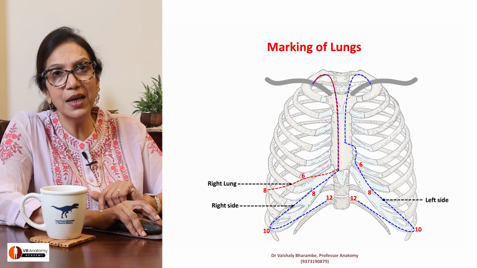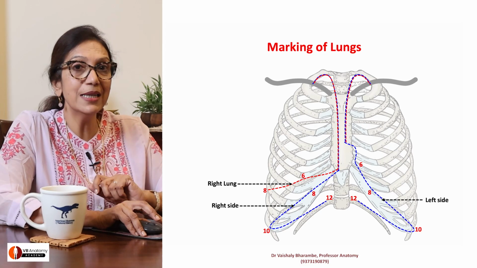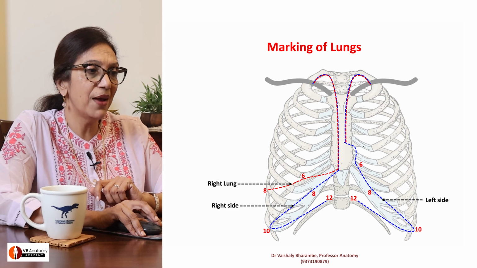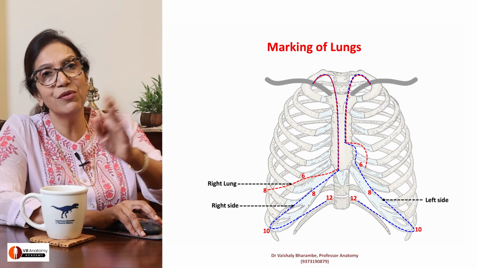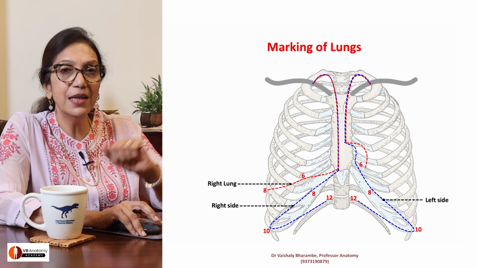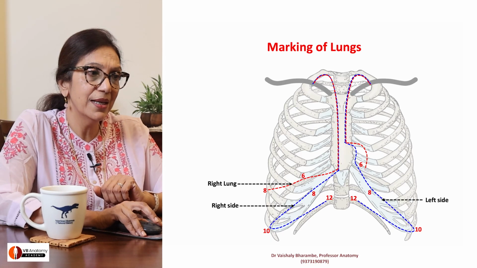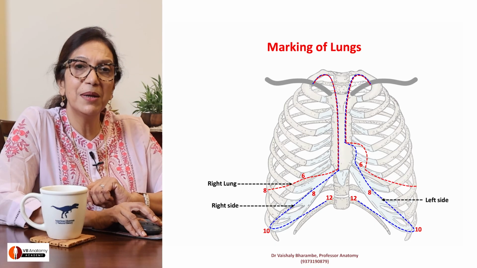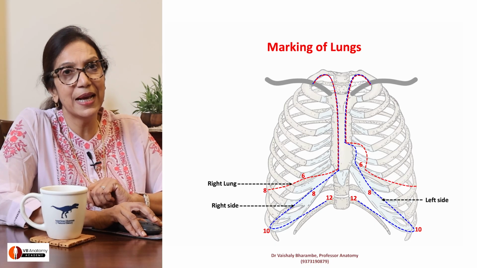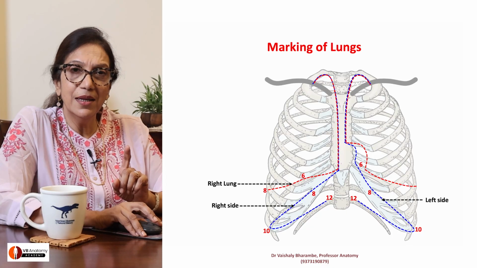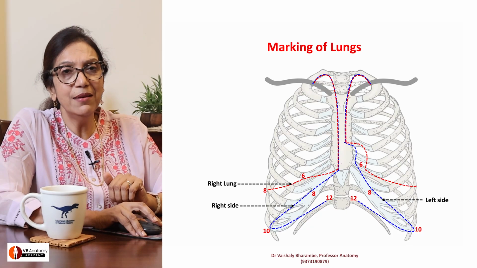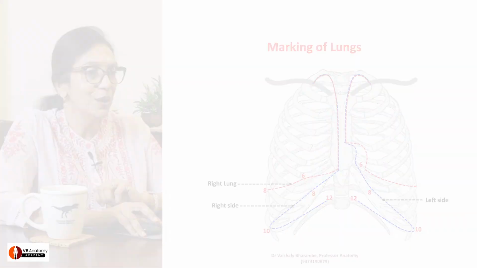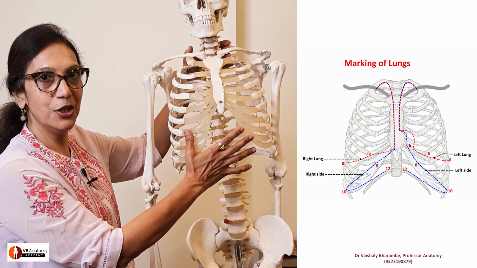On the left side, marking is a little different. Remember, there's a heart there. So at the level of 4th rib, it travels laterally almost 3.5 centimeter, descending down 4 centimeter from midline, and then the rest of it is like the right side, 6th rib in midclavicular line, 8th rib in the midaxillary line. The left lung is slightly longer than the right because the right side is hampered by presence of the liver there, right?